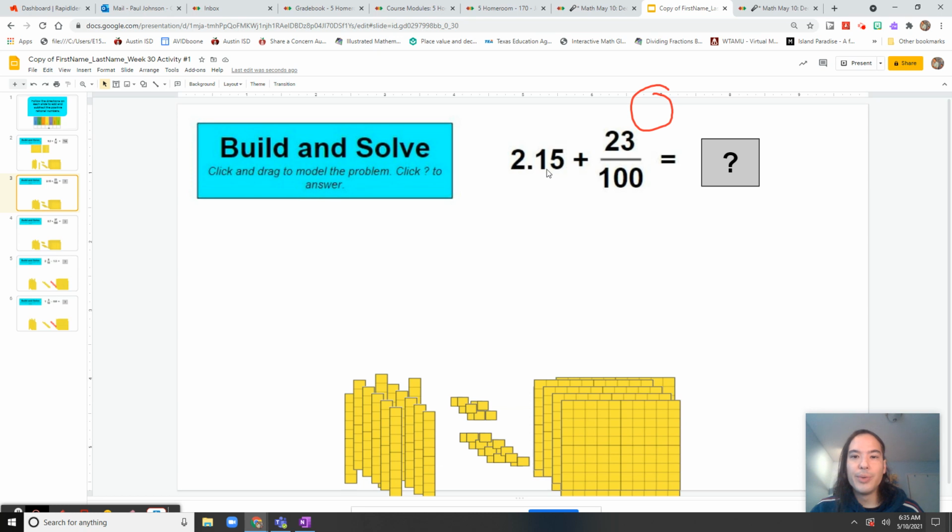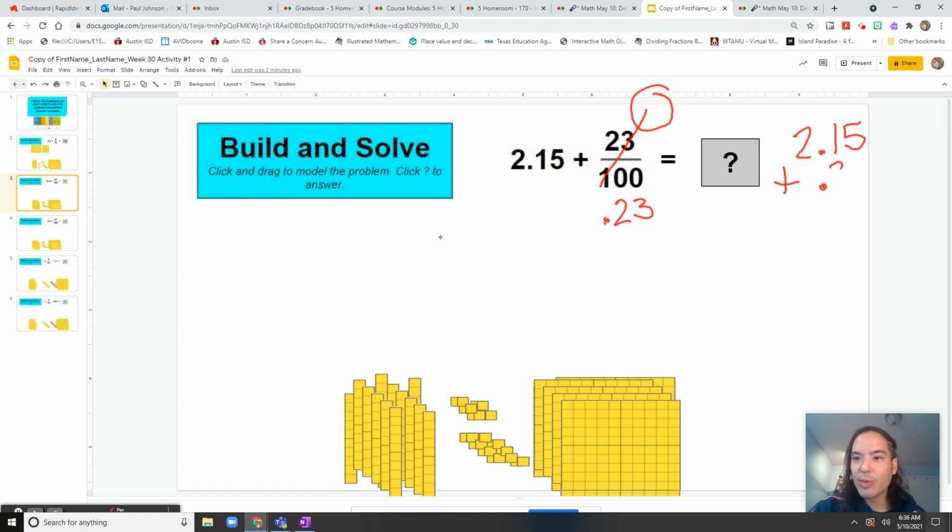Okay, so 2 and 15 hundredths plus 23 hundredths. Once again, remember that this is the same thing as 23 hundredths. So now let's just add it like this. We can practice adding these two things together as decimals.